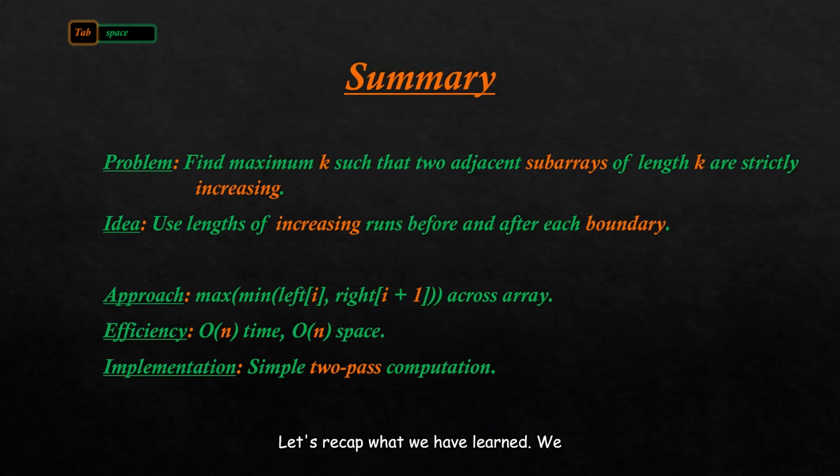Let's recap what we have learned. We explored a problem where two adjacent increasing subarrays coexist. Using pre-computed lengths of increasing runs, we identified their optimal boundary efficiently. The key idea was finding the maximum of the minimum lengths around each split point. Our final algorithm is elegant, efficient, and easy to implement. This is adjacent increasing subarrays detection, the second problem, where simplicity meets brilliance in algorithmic design.